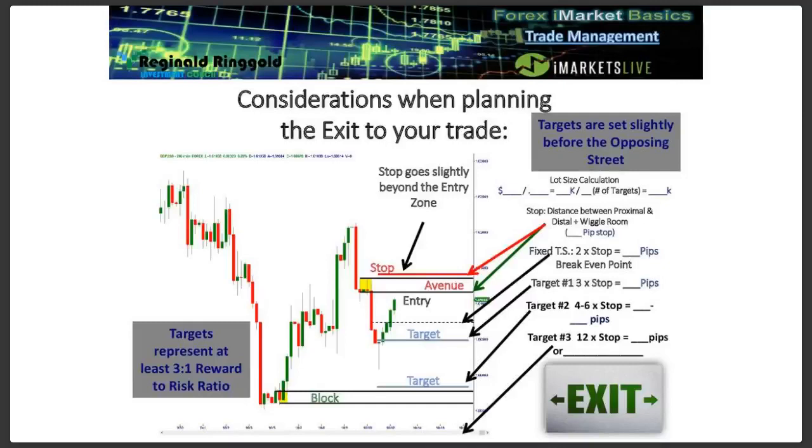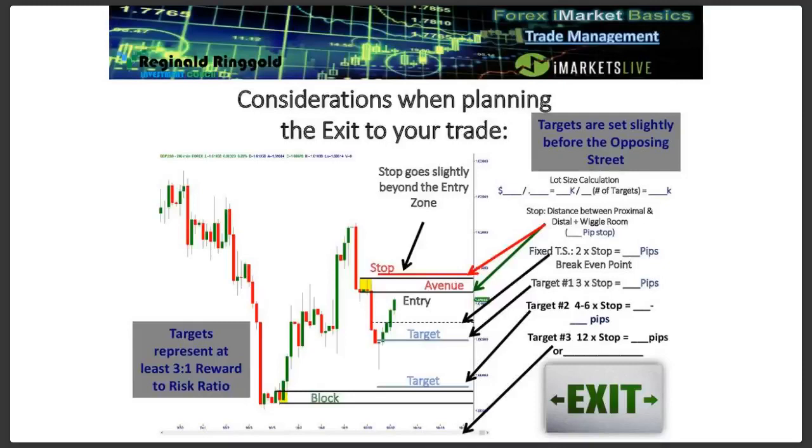So if I'm in a trade, before I place that trade, I've got to know what my stop size is. I can then know what my break-even point is, that 2 times the stop area. That's what I have to set my fixed trailing stop to. Now, it also allows me to know what my first target is.